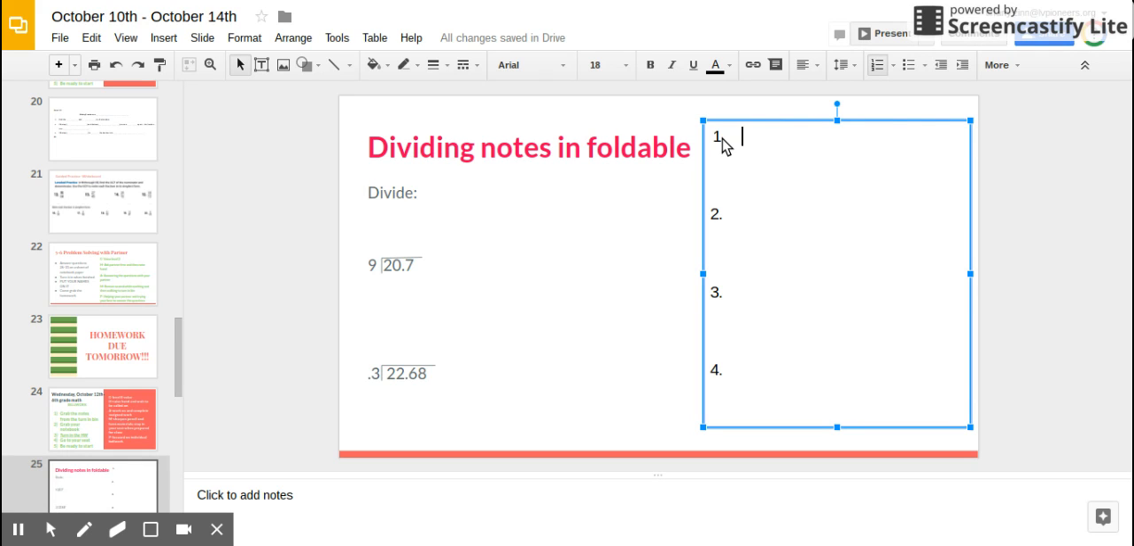I don't have a slide with a picture on it, but that's okay because I can type on here and you'll just follow along as I type. So step 1 is that you place the decimal in the dividend.